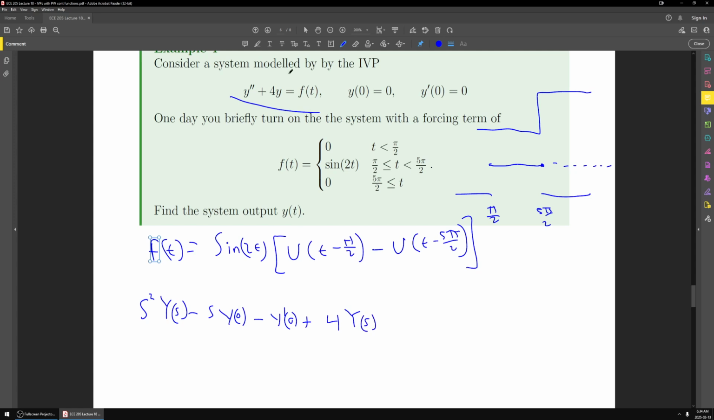All right, Laplace transform of y is Laplace transform of y. This is going to be equal to the Laplace transform of this whole thing. So I'm just going to write it out here.